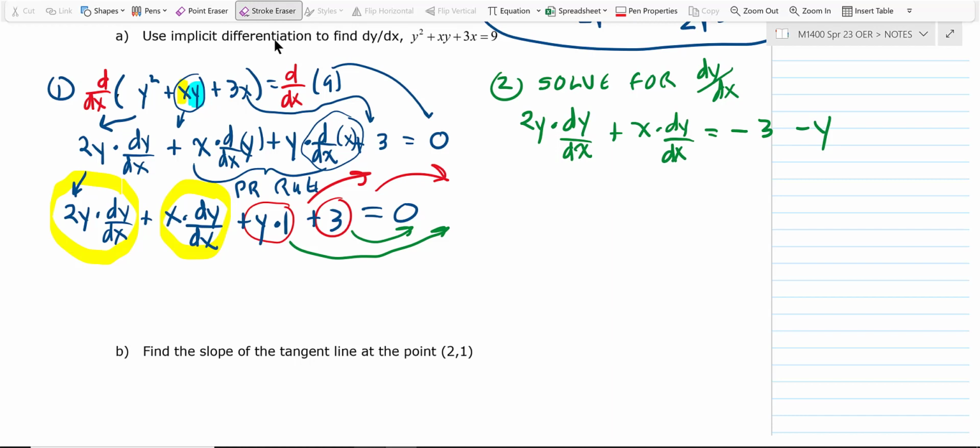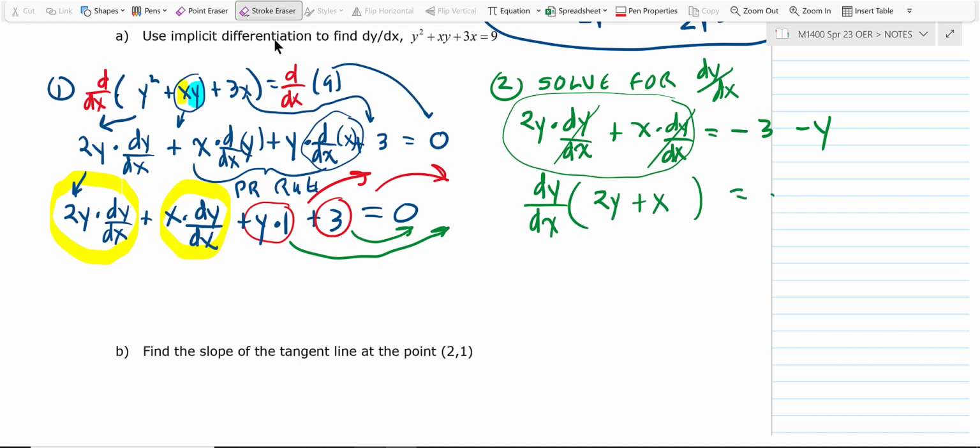Now, what you have to do is factor. Anytime that dy over dx shows up two or more times, you have to factor it out. So watch how I do this piece right here. You factor that out, which you can do in your head. So you'd have dy over dx. If it's helpful to you, just imagine those things going away. What would you be left with? 2y plus x, right? So you got 2y plus x is equal to negative 3 minus y, like that. Is that making sense?